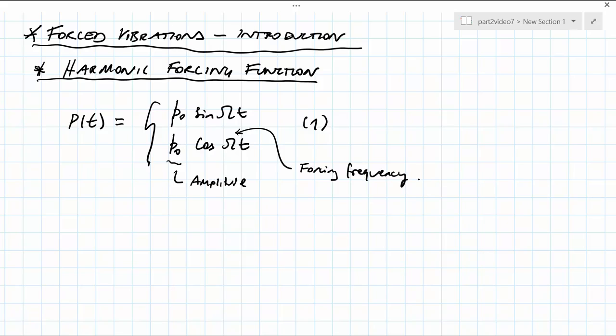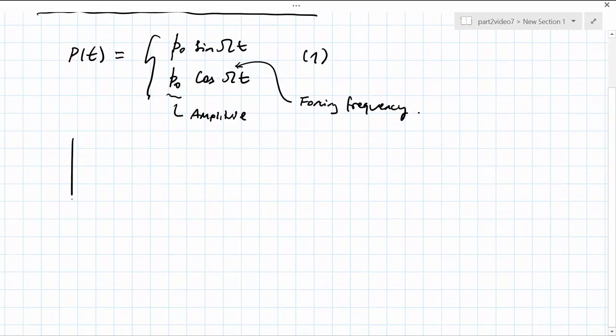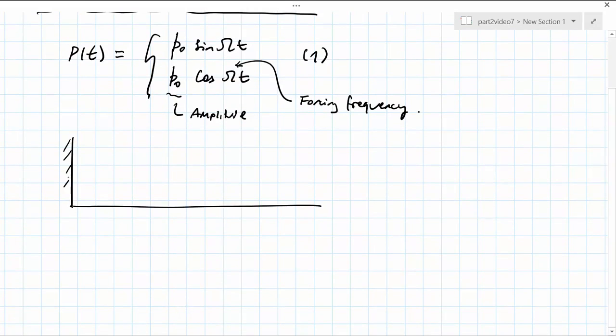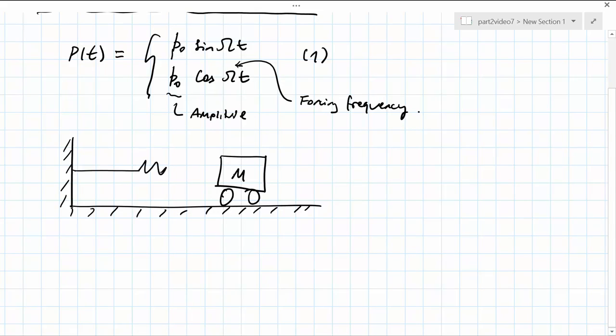Using our familiar representation of forced undamped systems, such as this one, where we have a rigid mass and a spring, a single degree of freedom response, u(t), and this time we can specify our forcing function as one of the two given above. In this case, we're going to work with the sine forcing function.